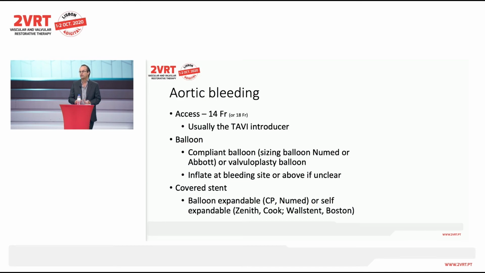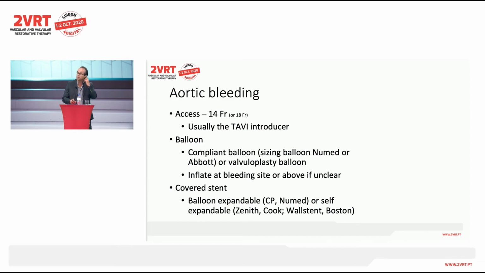I strongly recommend to inflate at the site of bleeding, because if you inflate above, you can still have bleeding from collateral circulation from below, and you reduce the problem, but you really don't control it. You may have to inflate above the bleeding if you cannot see where it is. So you can inflate above the bleeding and then do angiography below, so you can really pinpoint where the problem is.